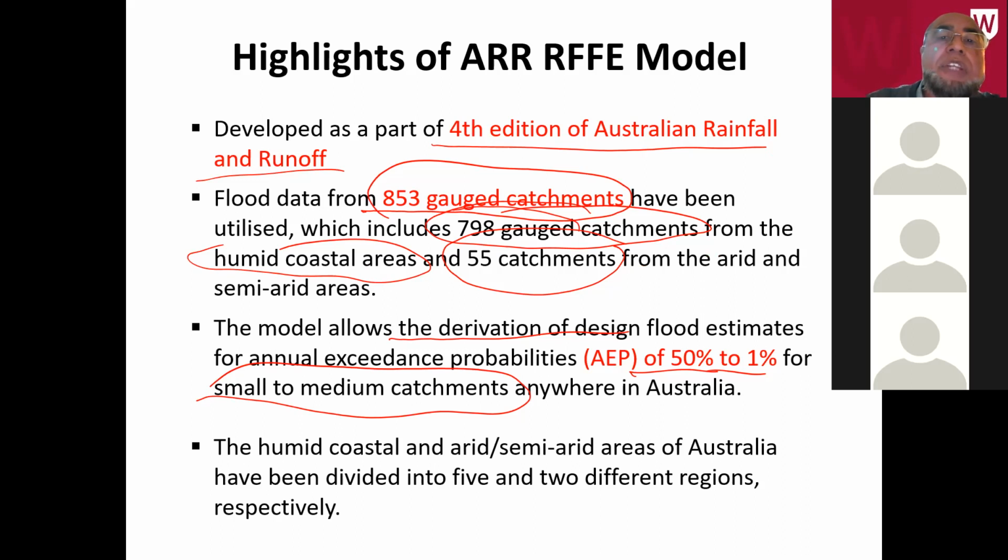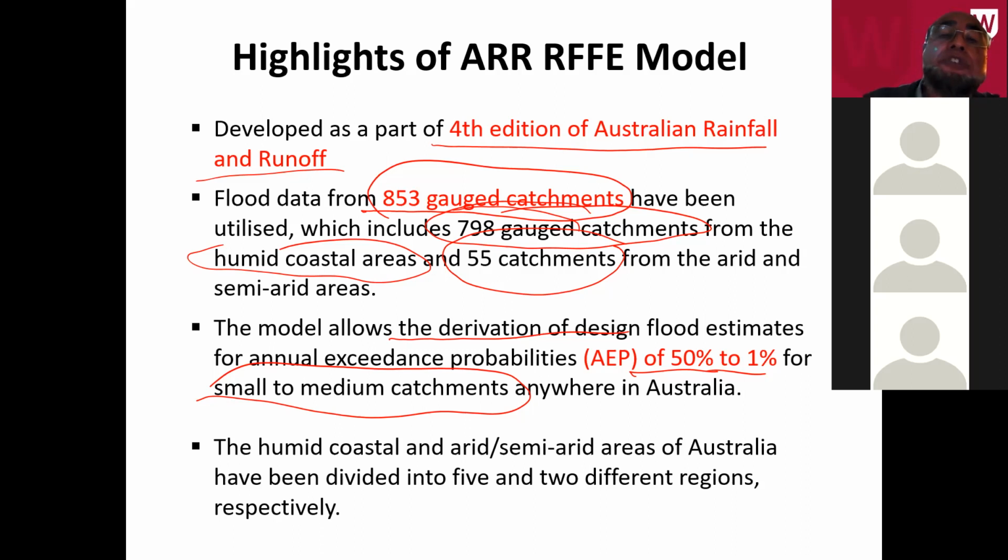But the problem with the arid and semi-arid region is that we don't have that many gauged catchments, because not many people live in those areas, and not that many developments happen there. So we don't have data. That's why we could find only 55 catchments from this vast area. So the approach we have developed is not very accurate for the arid and semi-arid region.